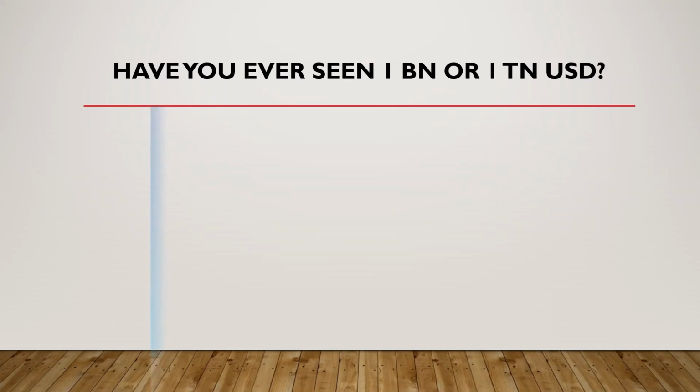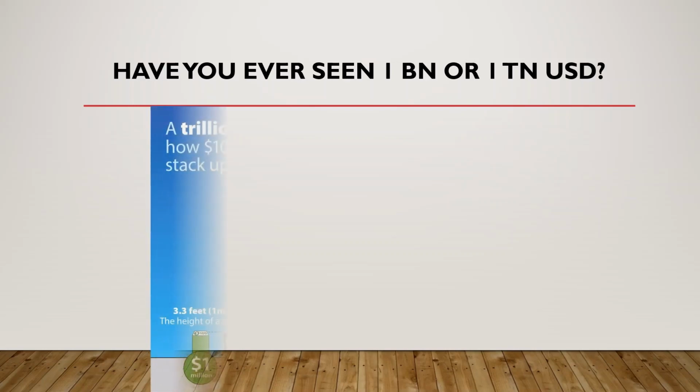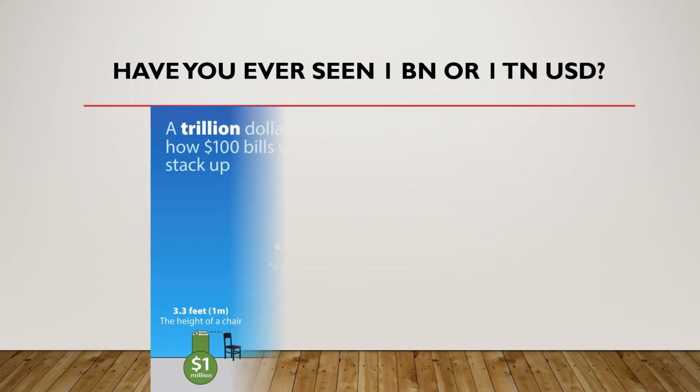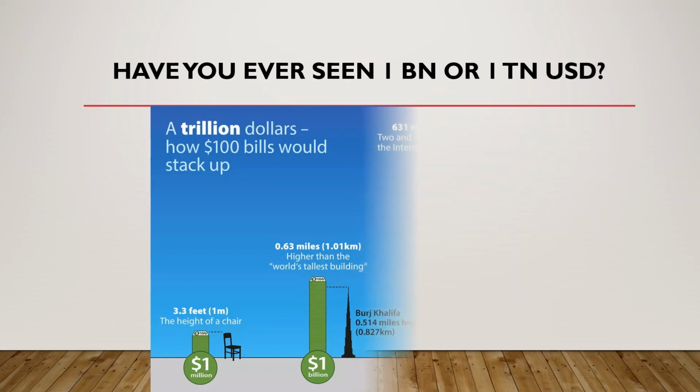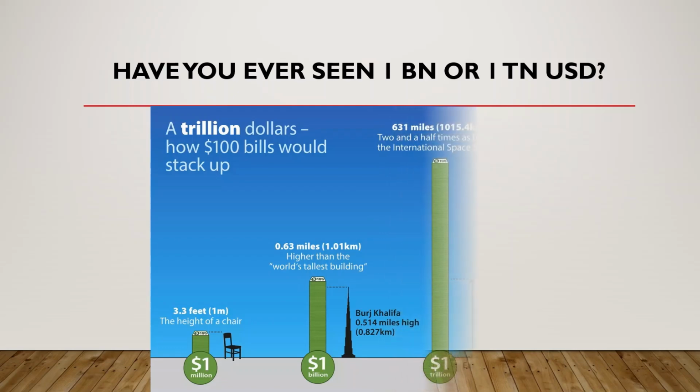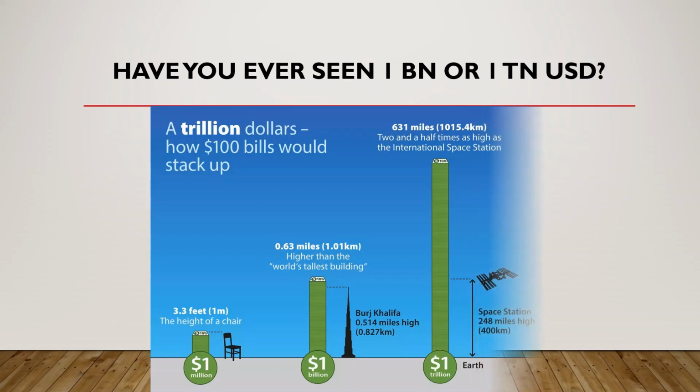Okay, so if we pile up $1 million, it's actually pretty decent. It looks like it's around the height of a chair. And if we pile up 1 billion US dollars, it will already be higher than the tallest building in the world. So what about 1 trillion US dollars? When we pile up 1 trillion US dollars, that is around 2.5 times the distance between the Earth and the International Space Station. And if you remember 2 minutes ago, we mentioned that during the financial crisis, the US government and UK government printed 2 trillion in money, which means it's already 5 times the distance between Earth and the International Space Station.